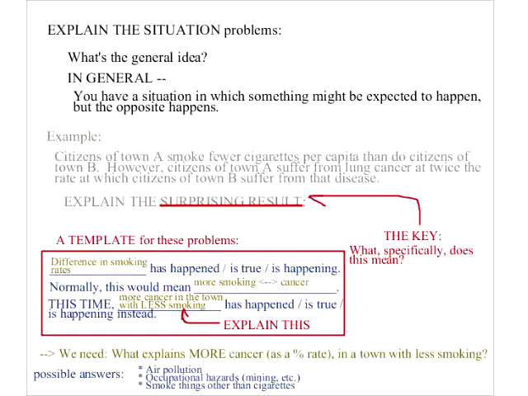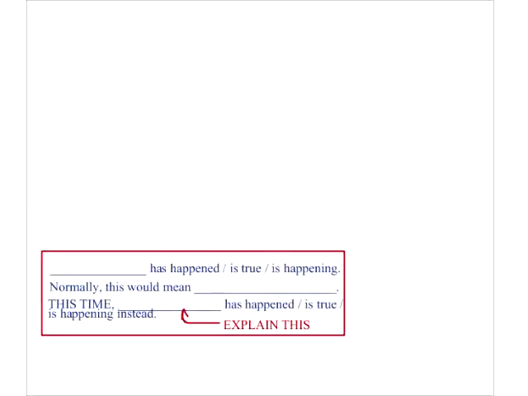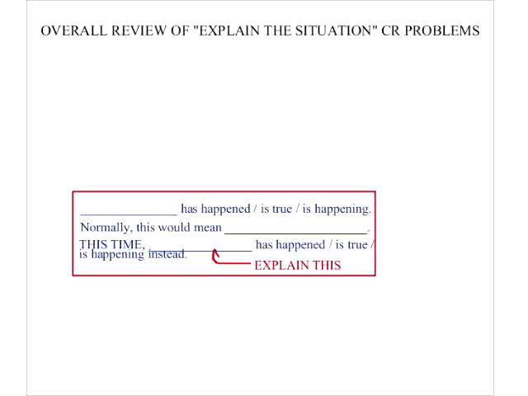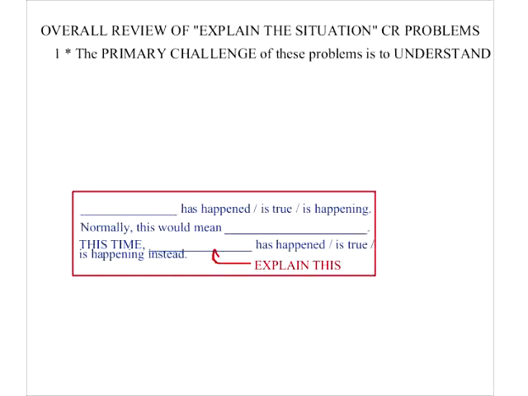All right, so this is the primary challenge. The primary challenge, unlike other critical reasoning questions, is to interpret what the question is actually asking you. So let's make a couple more comments, and then we'll look at a few problems. So here's your template. Overall review of explain-the-situation CR problems: the first point is that the primary challenge of these problems is to understand what the question actually is.